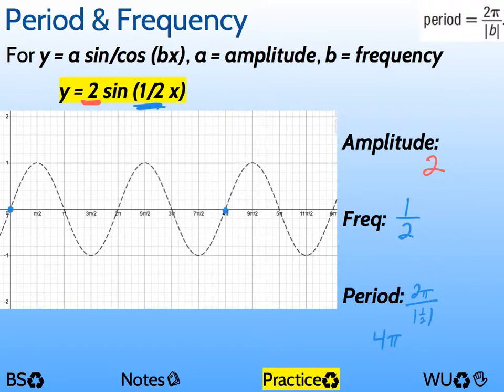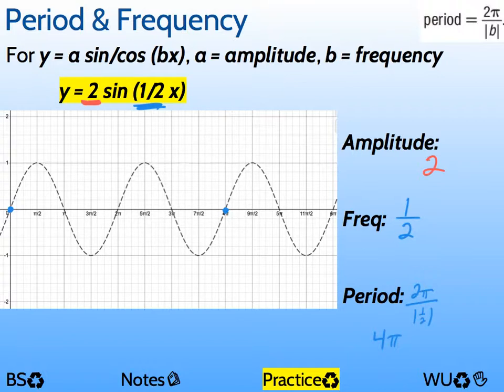Okay, now let's graph this. So, if we're stretching from 0 to 4 pi, from here all the way out to here, which is twice as long as between 0 and 2 pi, essentially we're going to hit these milestones, the mins, the max, the zeros, at twice as much.